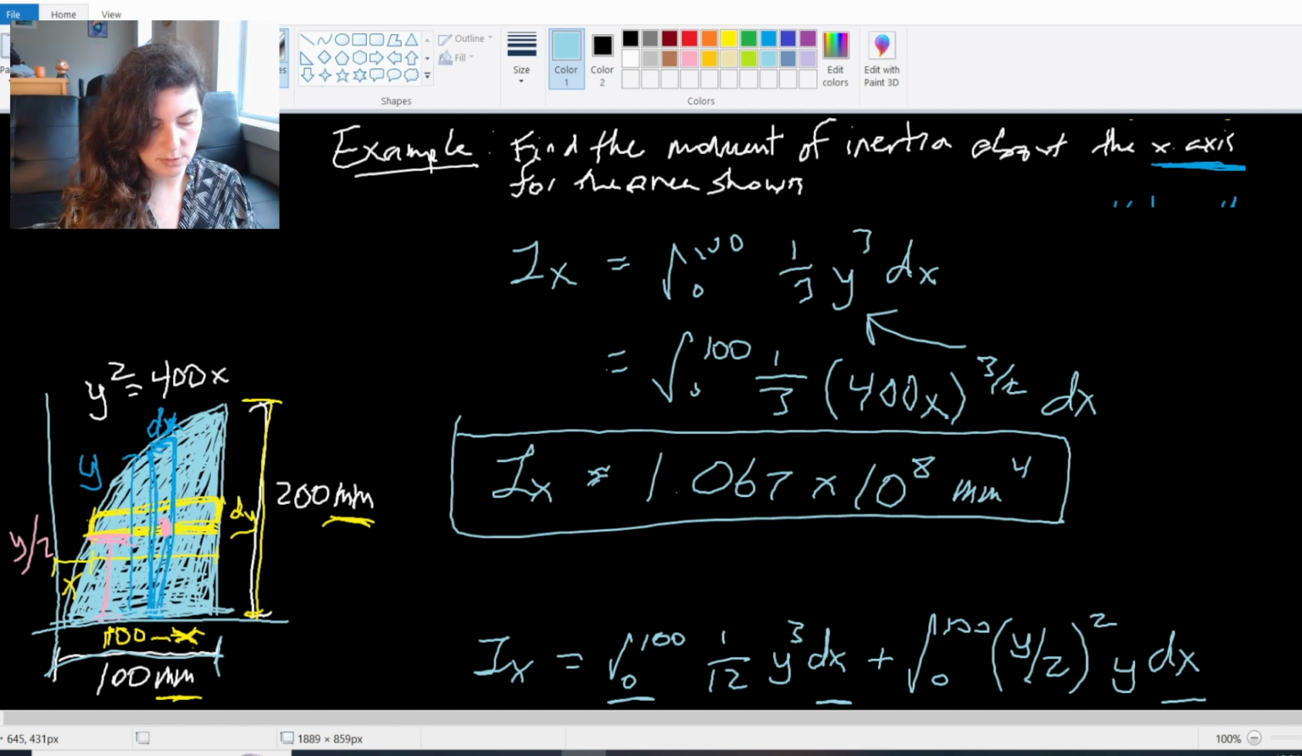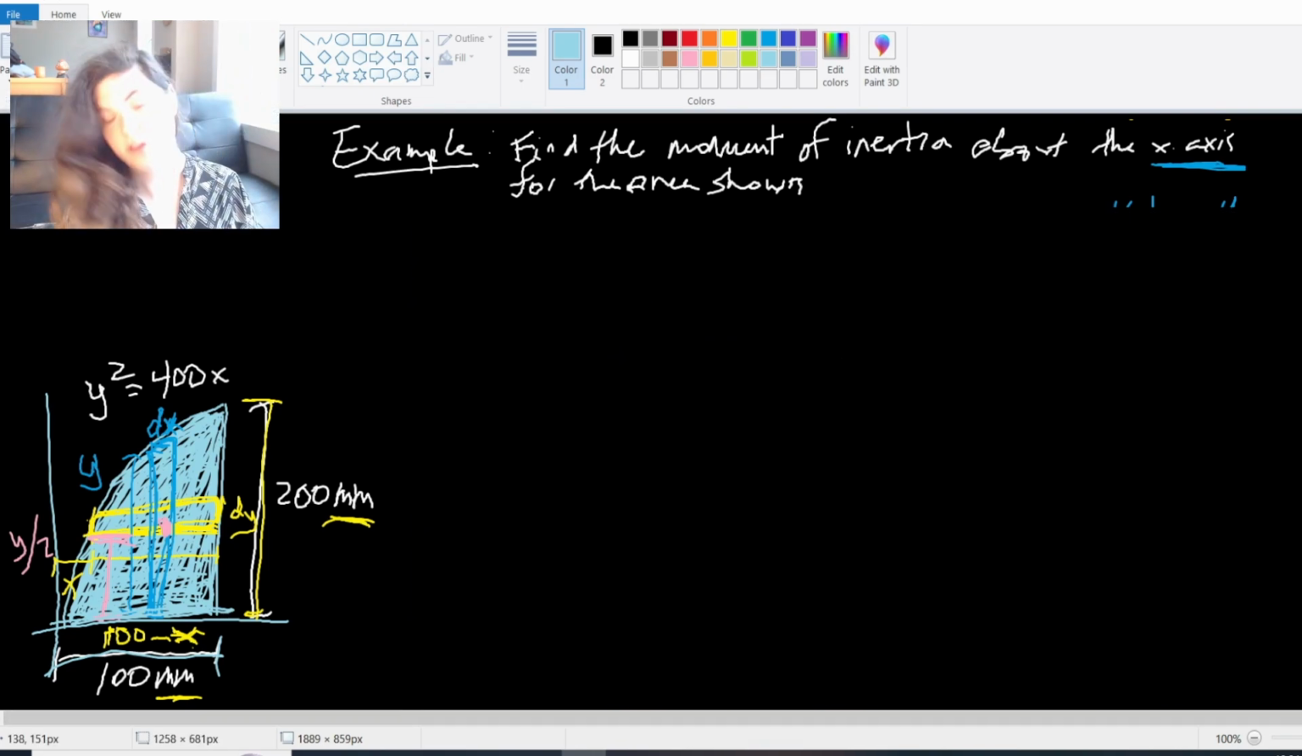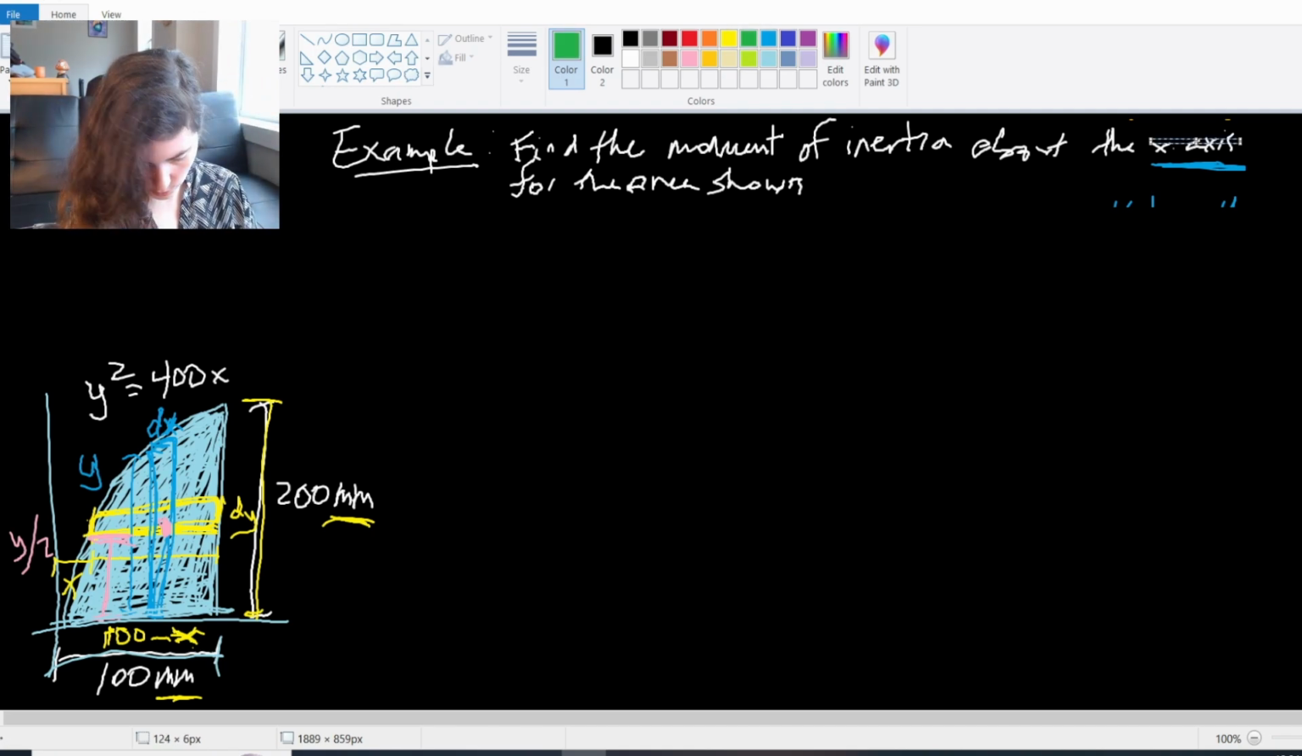But what if I wanted to find this about the y-axis? How would I do this any differently? Right? I would still be doing the same things. I could do it by basic integration equation, or I could do it by parallel axis theorem. So let's look at that really quick. Right, what if I wanted to do this from the y-axis? Now let's, whoops, cross that out and just say y-axis instead.